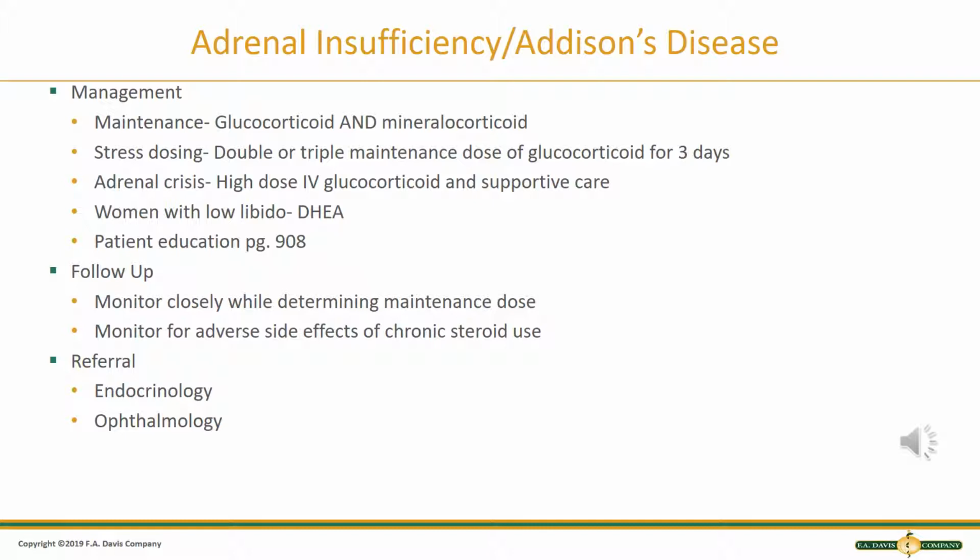Patients are going to require lifelong physiologic doses of exogenous glucocorticoids and mineralocorticoids. There is a maintenance protocol where they receive both. Hydrocortisone is typically the preferred glucocorticoid, and fludrocortisone is typically the mineralocorticoid that they're going to receive. In times of extreme stress, they may require double or triple maintenance of the glucocorticoid for about 3 days, not necessarily an increase in the mineralocorticoid.